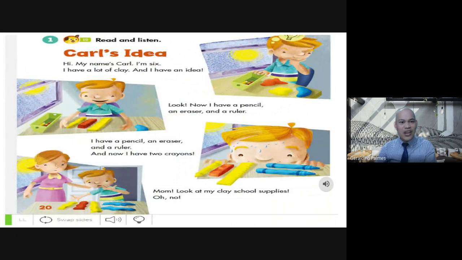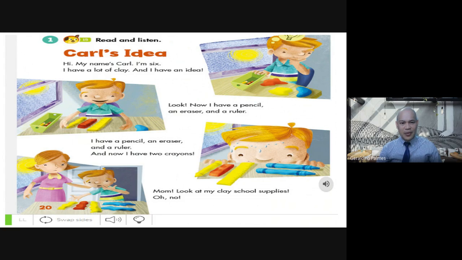And then last time also we did our reading. This time, I want you to read with me. Are you ready? In 3, 2, 1, Carl's idea. One more time. Carl's idea. Ready? Read together with me. Ready, go. Hi, my name's Carl. I'm 6. I have a lot of clay. One more time. I have a lot of clay. And I have an idea. Look. Now I have a pencil, an eraser, and a ruler right here.